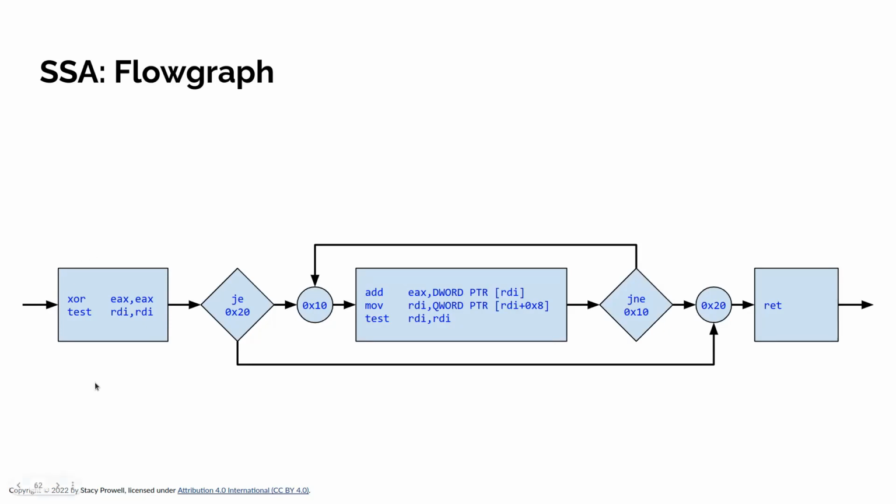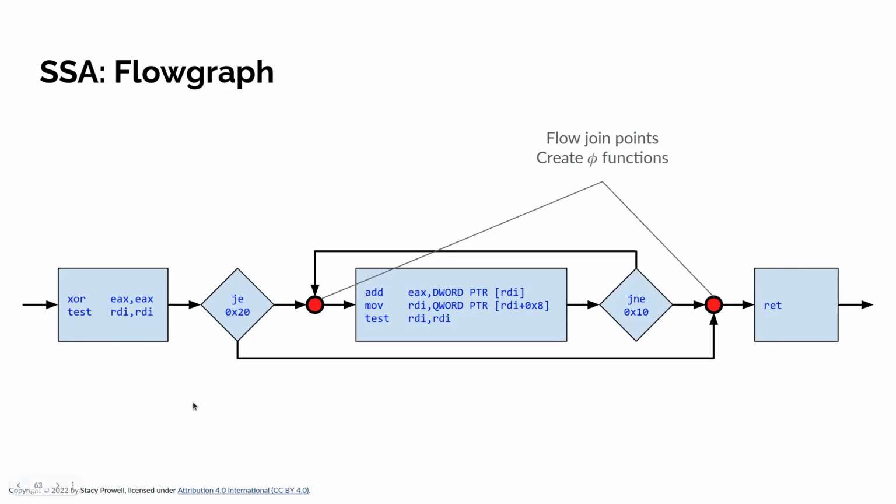So here's our setup. Here's our if-then-else. Here's our do-while. And we have a few instructions in here too. We still have the join points. So we'll need to create phi functions for those join points. Only thing live here, we would assume, and it is an assumption, is EAX, right?